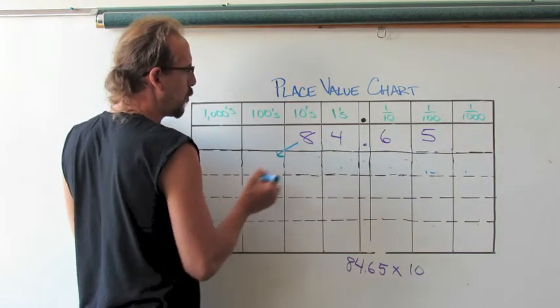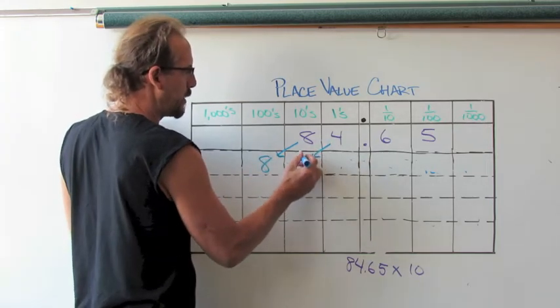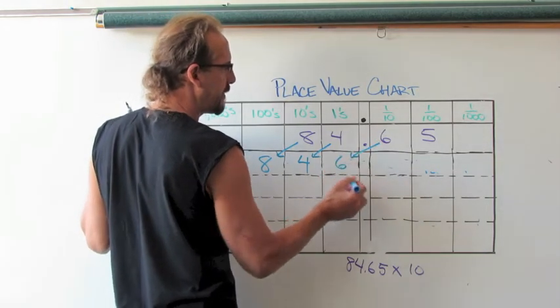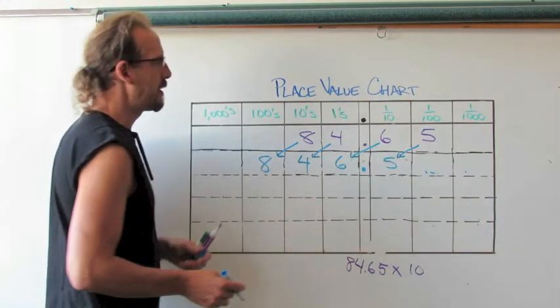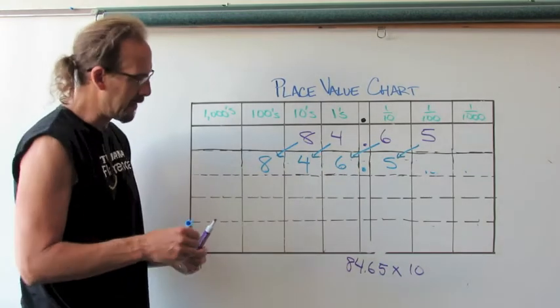That digit is moving one place. It is now here. The 4 moves one place to the left. The 6 moves one place to the left. The 5 moves one place to the left. And when we multiply, it becomes 846 and 5 tenths.